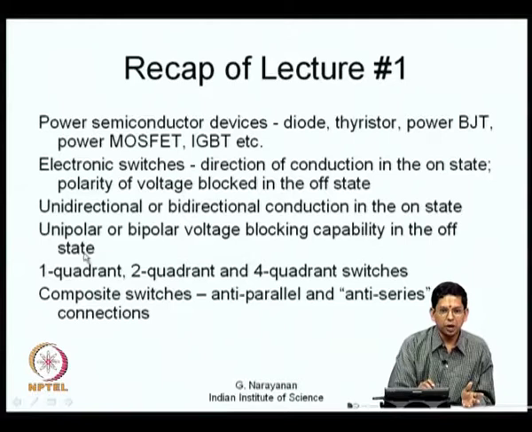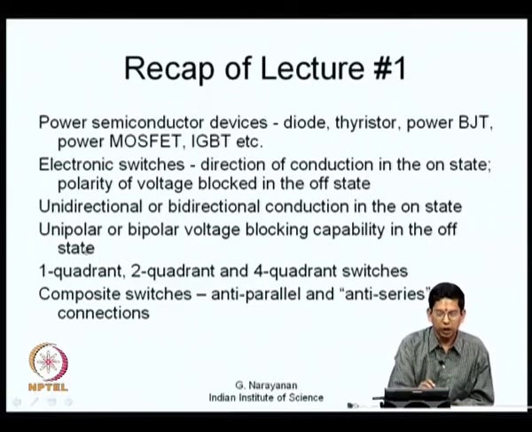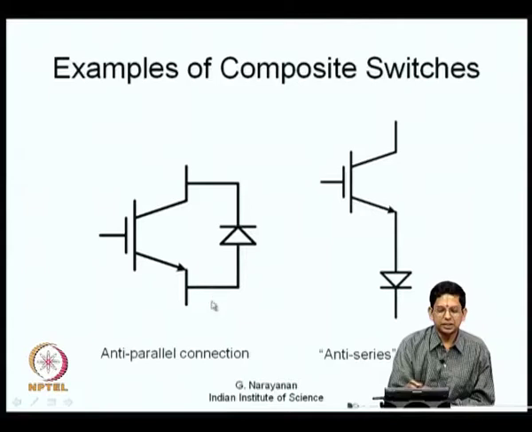So, a switch may or may not be able to block voltages of either polarity. So, you have switches which may block a particular polarity or may block both the polarities. So, this leads us to single quadrant, 2 quadrant and 4 quadrant switches. We can also think of composite switches, that is going by anti-parallel or the so called anti-series connections, which we will look at.